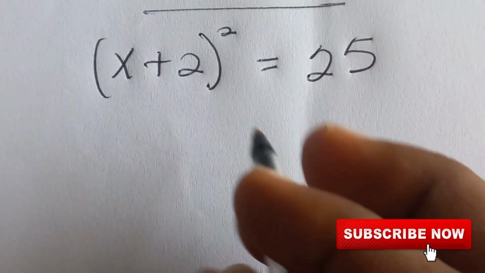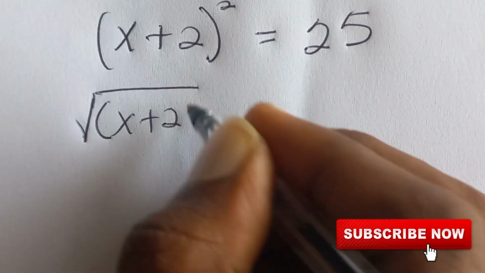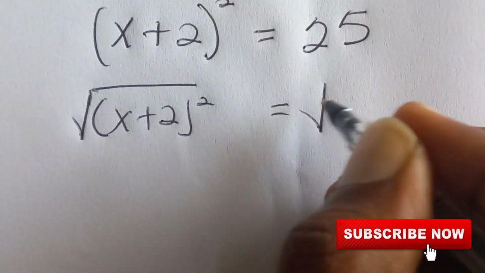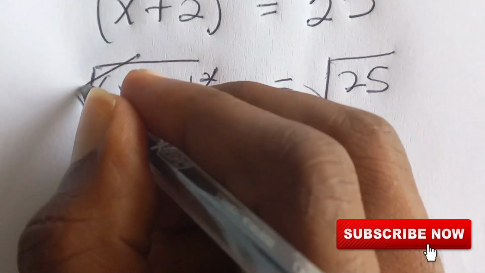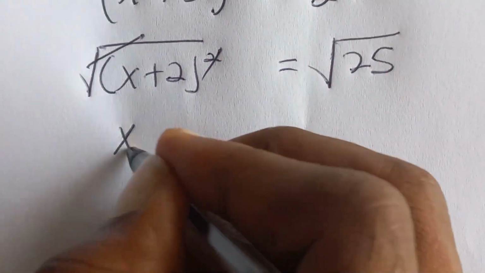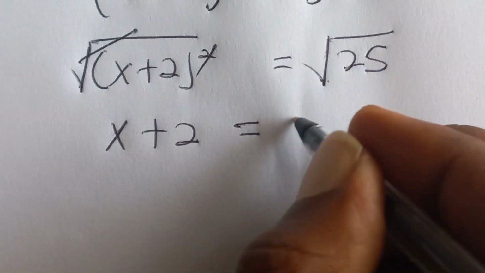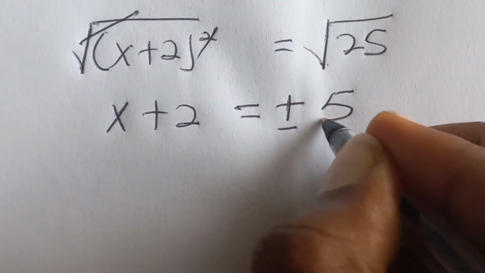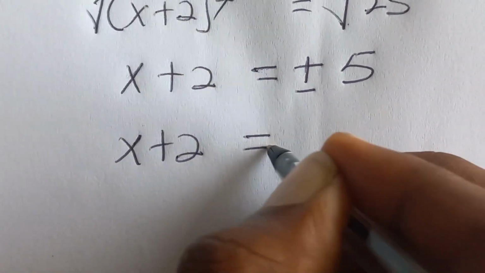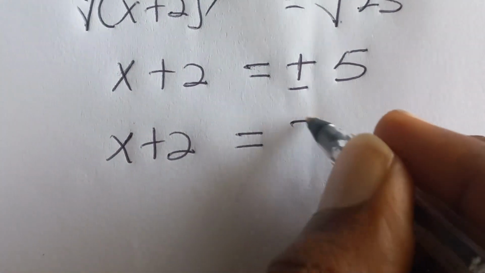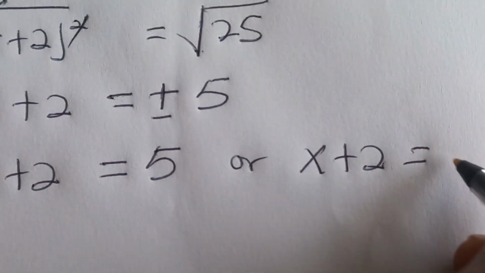So from here, I will take the square root of both sides. Okay, so these two will cancel the square root here, leaving x + 2 = square root of 25, which is plus or minus 5. So from here, x + 2 = 5 or x + 2 = -5.